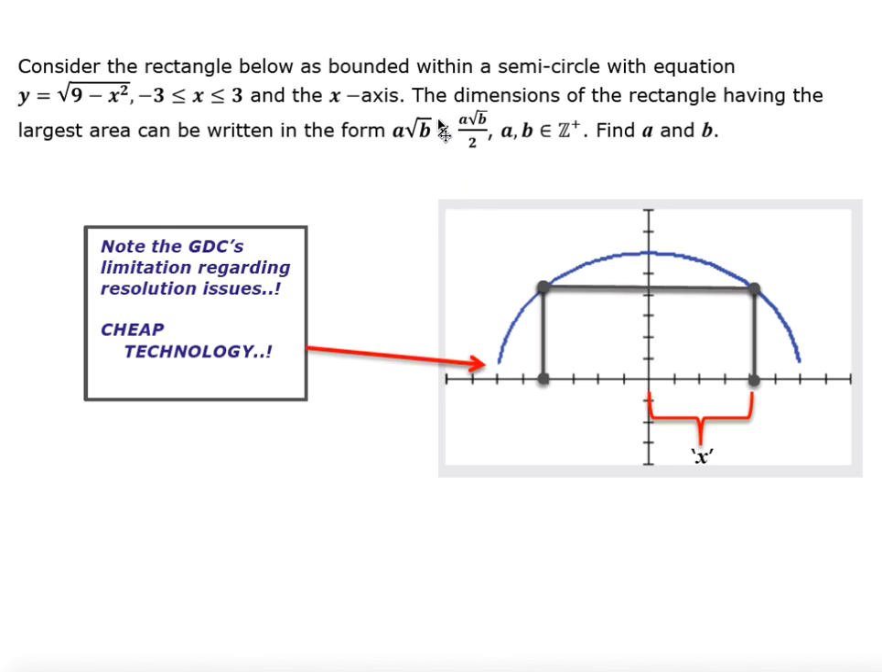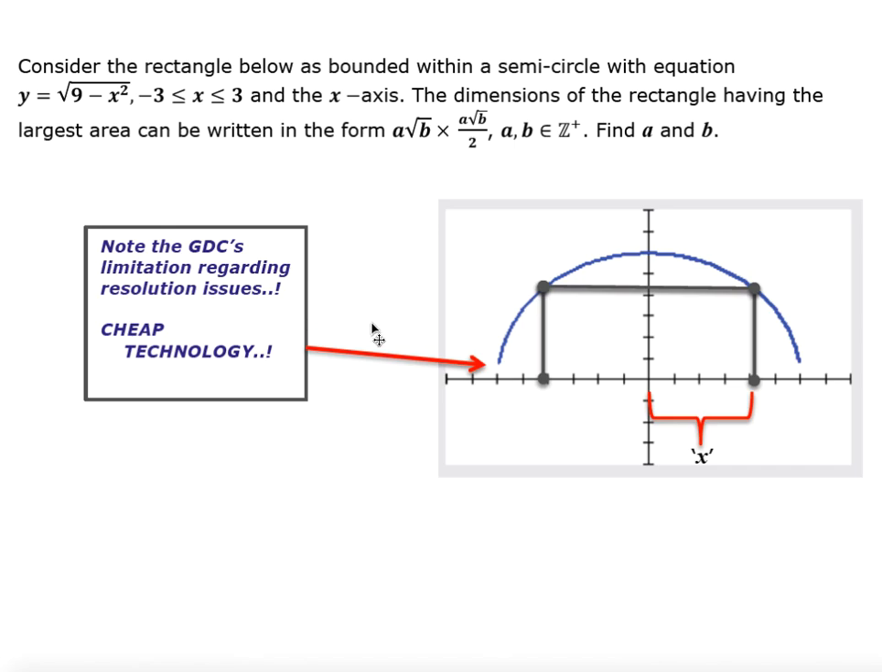So what we want to do is actually find the dimensions of this rectangle that can be written in this form here. Here's your longer side, some a root b form, and then a root b halved. That's the smaller side, all right?